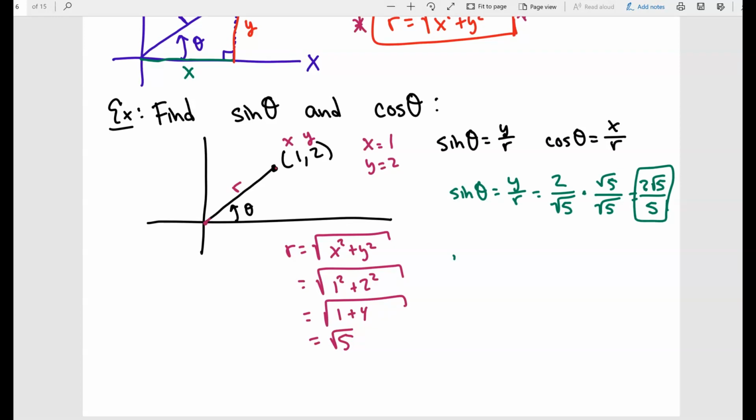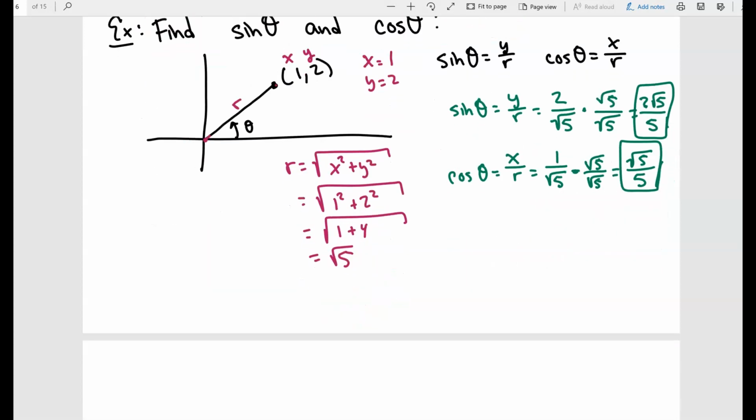Okay, and then what's going to be the cosine of theta? Well, the cosine of theta is going to be the x over the r. X in this case equals 1 over square root of 5. I'm going to multiply it by square root of 5 over 5, so there's no square roots on the bottom. So it's going to give me square root of 5 divided by 5. Okay, and that's just basically it. Okay, let's do another problem.